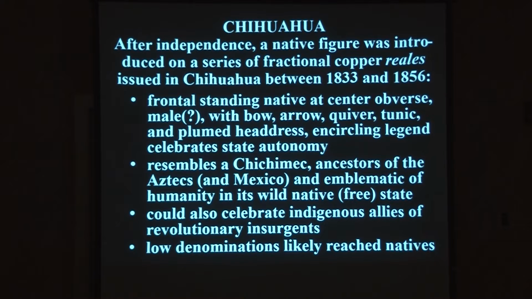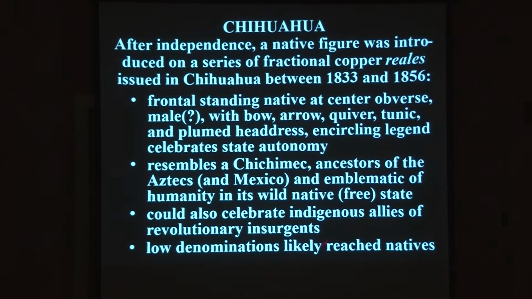This celebrates Chihuahuan autonomy. The figure resembles a Chichimec. The Chichimec were the ancestors of the Aztec and indeed of Mexico. And they're considered, at least in the 19th century, by many Mexicans to be emblematic of humanity in its wild, native, free state. All right? And it could also help to celebrate the indigenous allies of the revolutionary insurgents. Because remember, the War of Independence in Mexico never would have been won if all those native peoples hadn't signed up and helped with the revolt, basically.